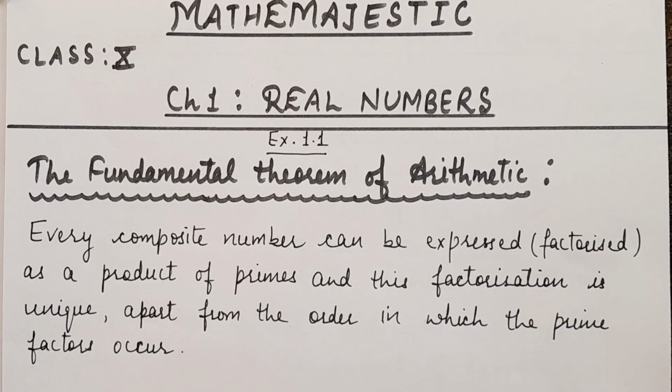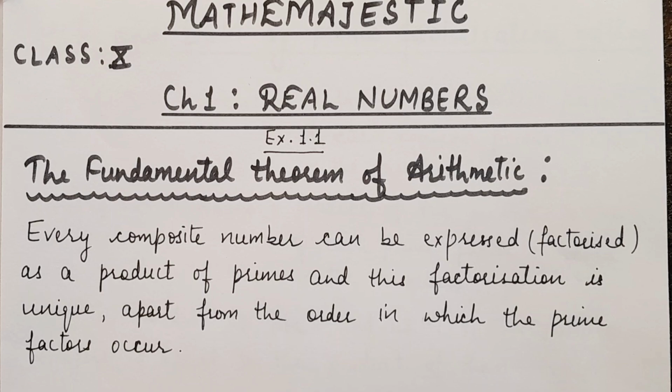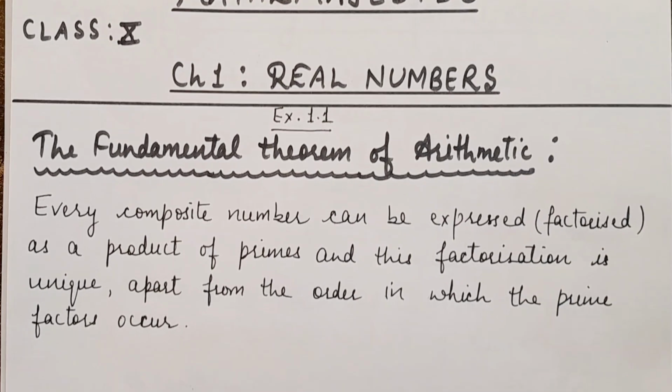So what does it mean? कोई भी composite number उसको आप factorize करके as a product of primes लिख सकते हैं, and जो भी ये factorization आएगा ये unique होगा apart from the order. That means आप उसके factors का order change करके तो लिख सकते हैं, but it will be a unique factorization.